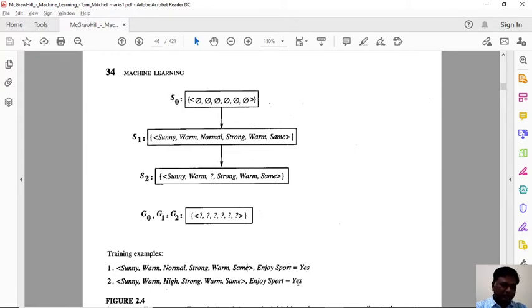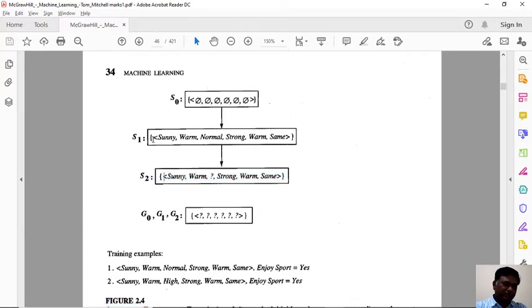Second day also it is a positive case, yes data. So this will perform the specific case. So S1, specific 1, is the first day data taken as it is. You see the second day data: outlook equal to sunny, sunny matching, warm matching, but normal and high are not matching, so a question mark is given. Strong matching, warm matching, same matching, so S2 is written.